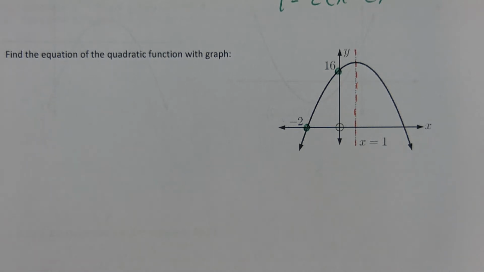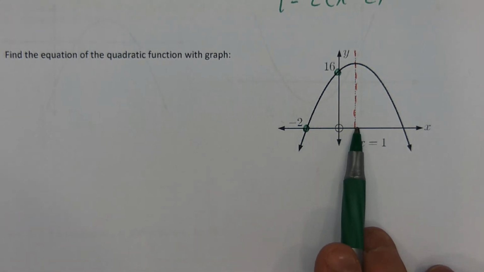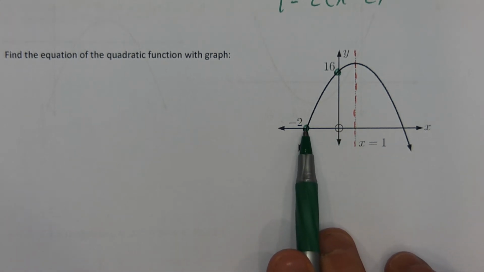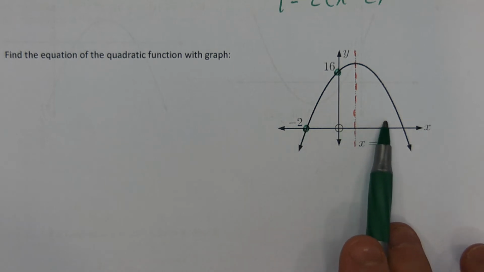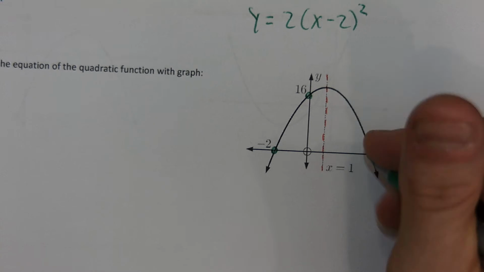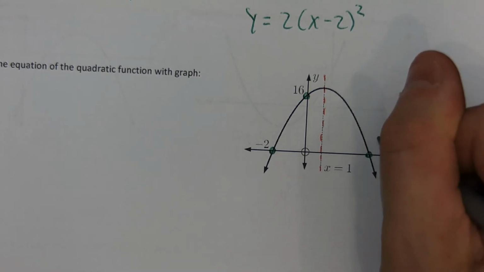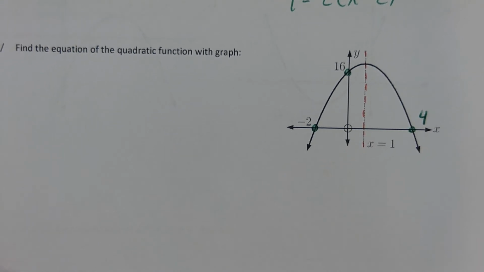Axis of symmetry cuts a parabola in half. So if I had to go left 1, 2, 3 units to get to this 0, I'd have to go right 1, 2, 3 units to get to that 0. So there it is. Now this one's exactly like part A.